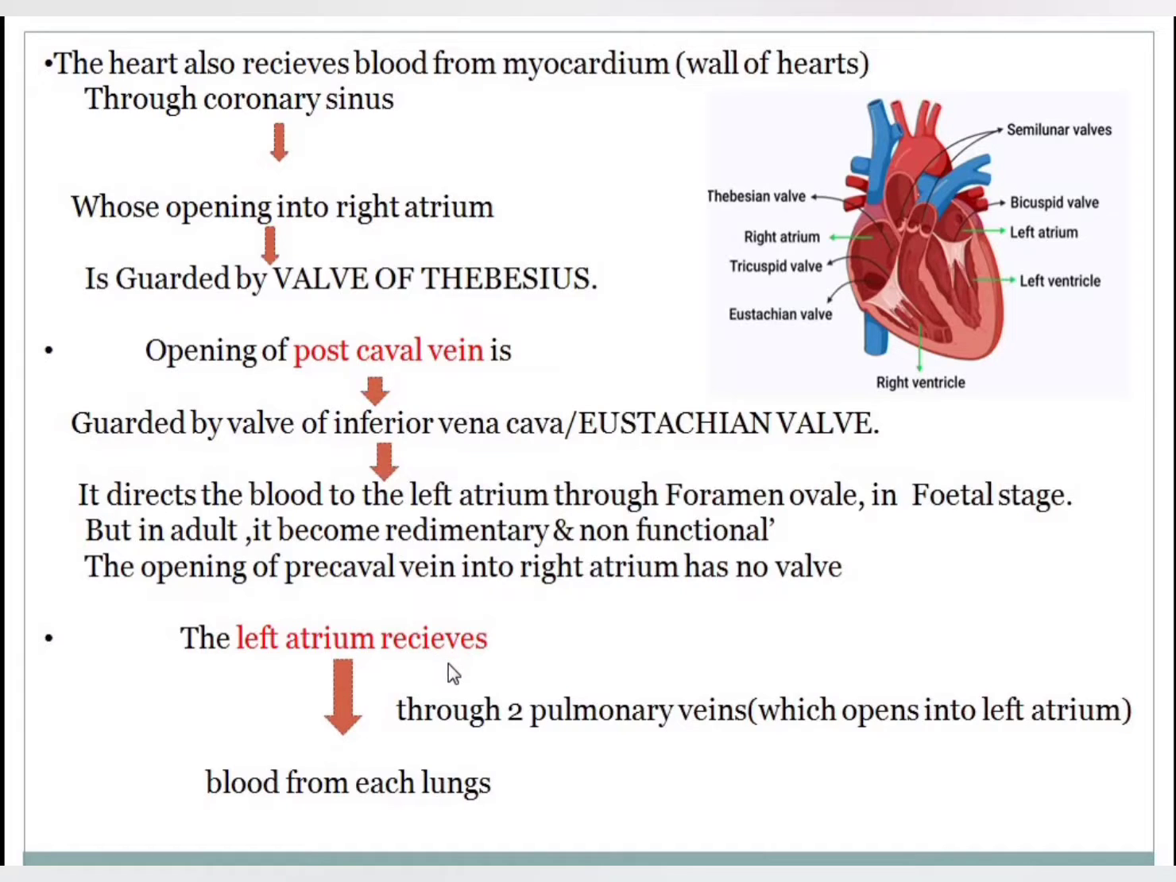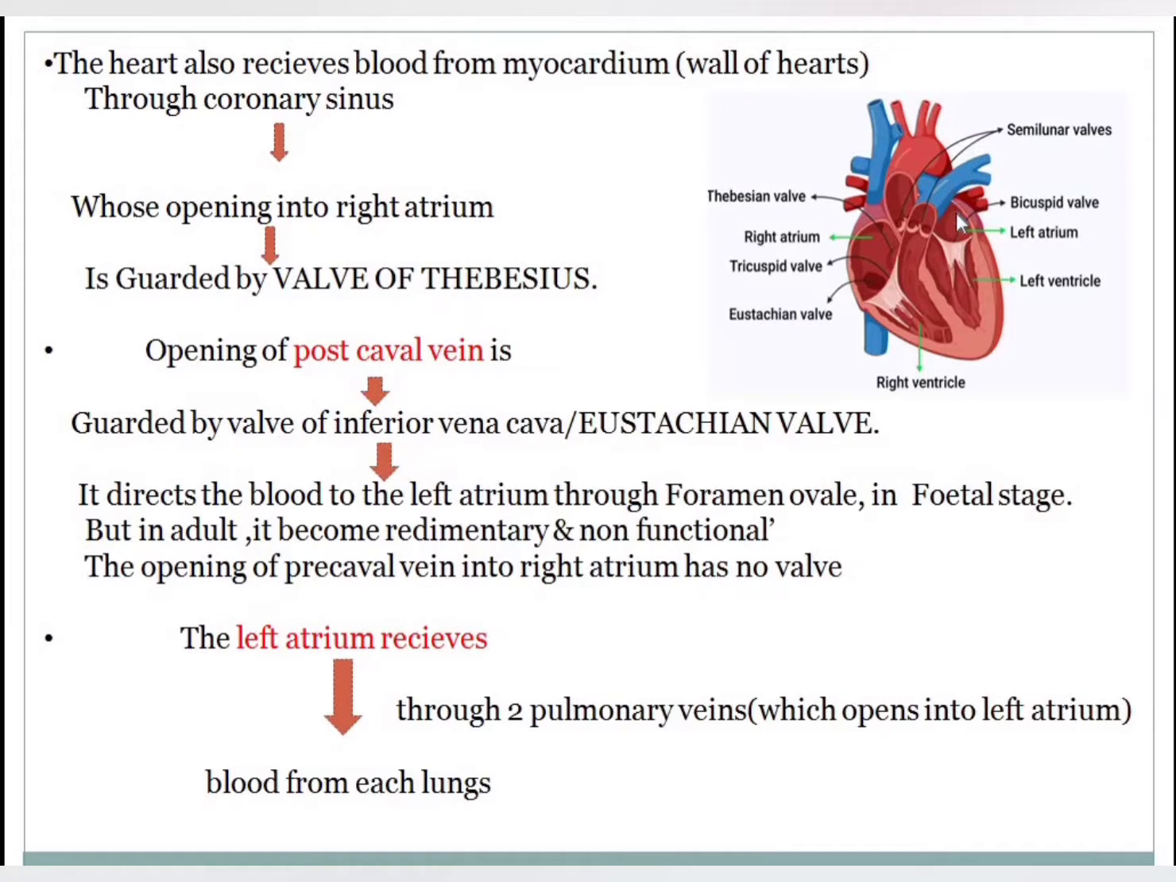Then the left atrium receives blood through two pulmonary veins. Normally when the hole was open, it carried deoxygenated blood from the postcaval vein through this hole to the left atrium. But after this hole was closed, the left atrium receives blood from the two pulmonary veins, which are present and connected to the left atrium.